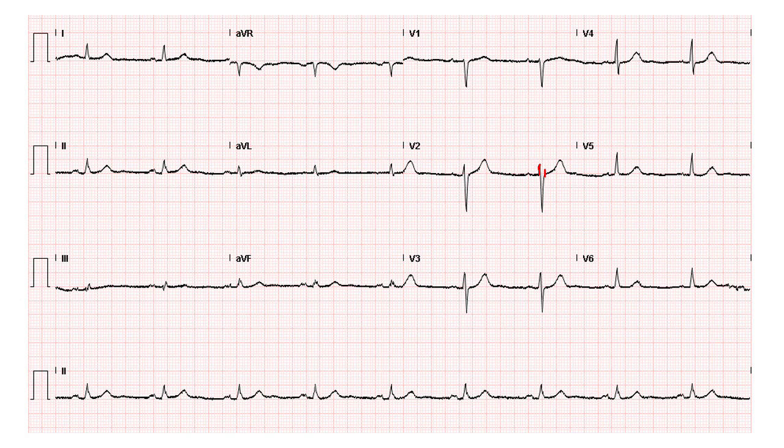So for this one, it looks like I have a regular rhythm. I have a normal QRS complex. My next step is atrial analysis. So what are the atria doing? Can I find P waves? So I'm looking for P waves.